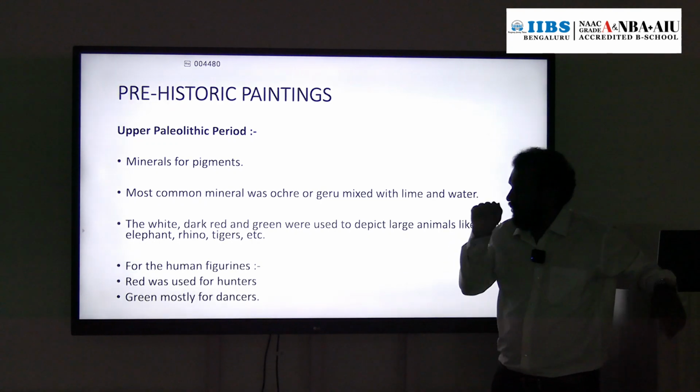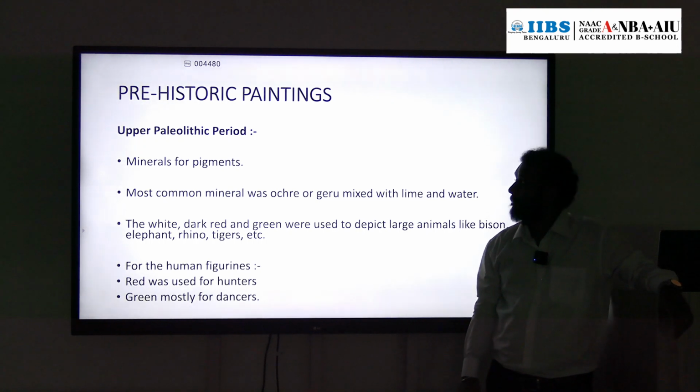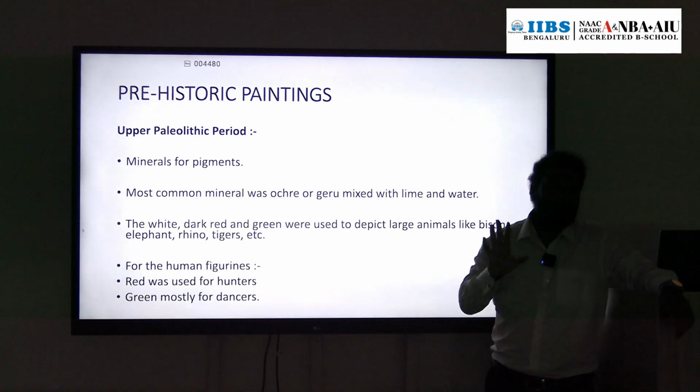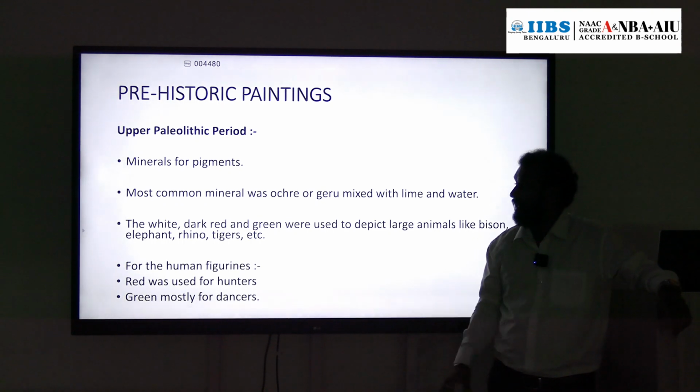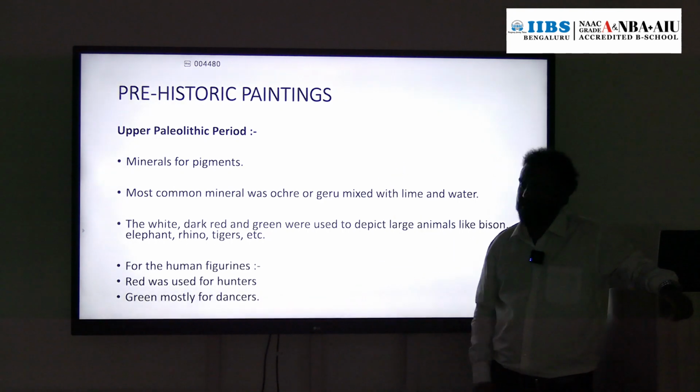Okay. So paintings, how were the paintings in the Upper Paleolithic period? Mural paintings were present; miniature paintings were not there. They used minerals for pigments, rather than the chemicals we use nowadays. So rather than chemicals, they used minerals.